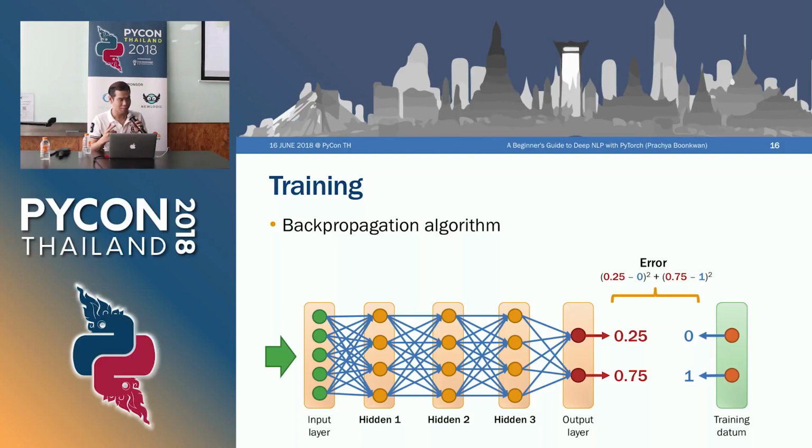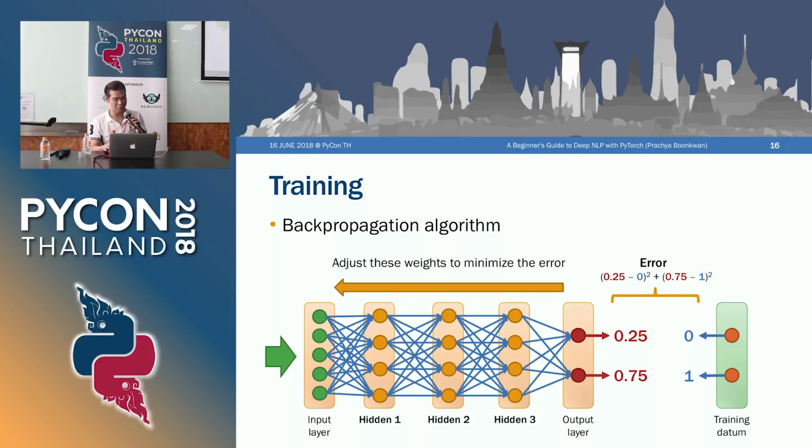This is the squared error. You compute the difference between the two signals, square them, and then sum them, so you get the error. Then you use the error to adjust the weights, to minimize the error.